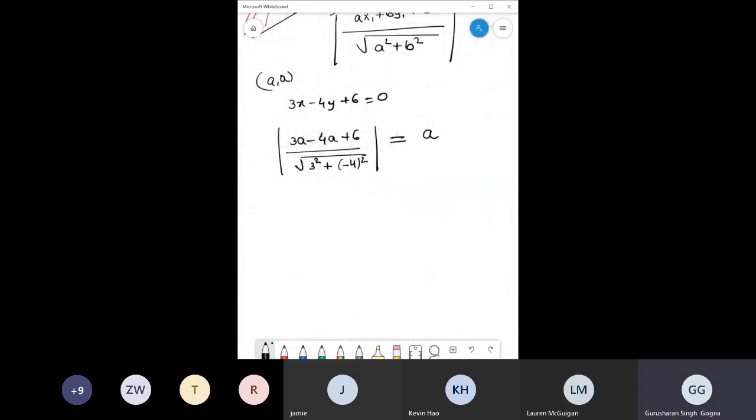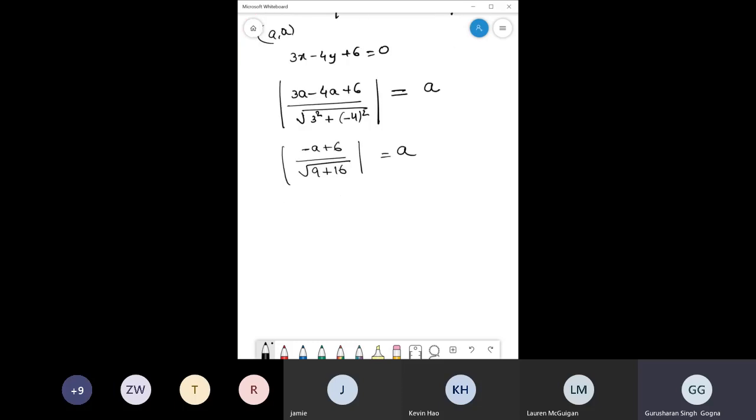Okay, so let us solve this. 3a minus 4a is minus a, plus 6. This will give you the square root of 9 plus 16. Why are we using mod here? Mod is for a positive answer, because length cannot be negative, so we have to use mod. So, mod of minus a plus 6 over square root of 9 plus 16.